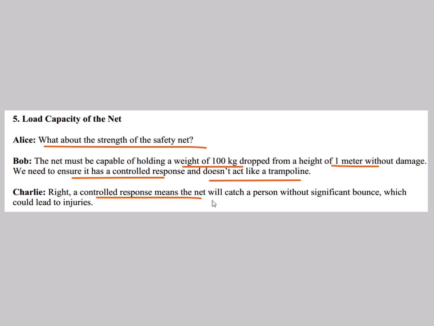Right. A controlled response means the net will catch the person without a significant bounce, which could lead to injuries. If it has a significant bounce effect, then the person will get injured. That's why it should have a controlled response. It should catch the person without significant bounce. It should not act like a trampoline.